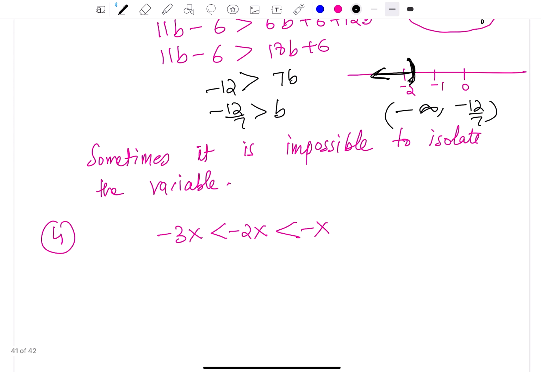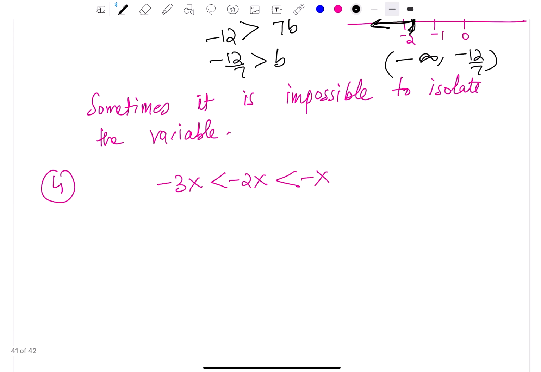Sometimes it's impossible to isolate the variable. For example, in the next inequality. In that case, I'm going to separate it into two inequalities, and wherever I have the overlap, that would be my solution. So negative 3x less than negative 2x, and negative 2x less than negative x.